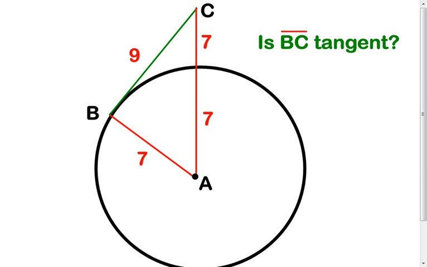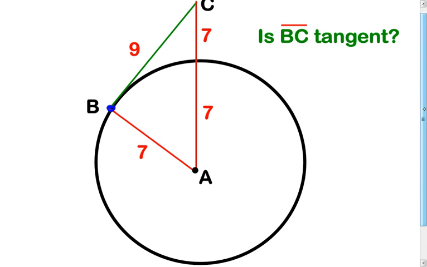Now in the second one, I want to know, is segment BC a tangent segment? And some of you will look at it and go, well, it looks like it. It looks like it's only intersecting at this one point right here, which might be the case, but don't go by what it looks like, remember?